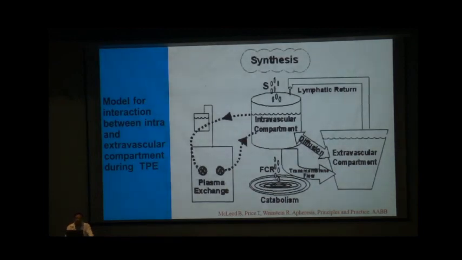So this is the basic model given by the Copenhagen scientists. Basically, whatever pathogenic substance is present in the intravascular compartment, which is connected with the machine, is in connection with the extravascular compartment of the body, and there is lymphatic return, diffusion, and transmembrane flow going on. What Copenhagen proposed is that during the procedure, these things can generally be ignored, because the majority of the substance is in the intravascular compartment, and that can be removed.